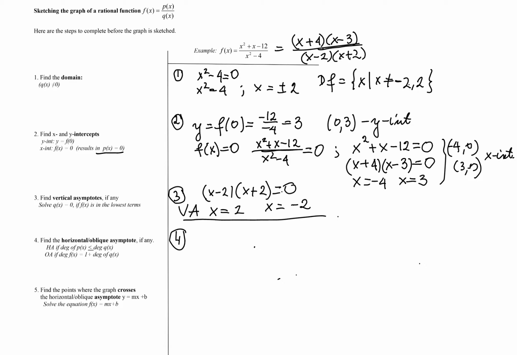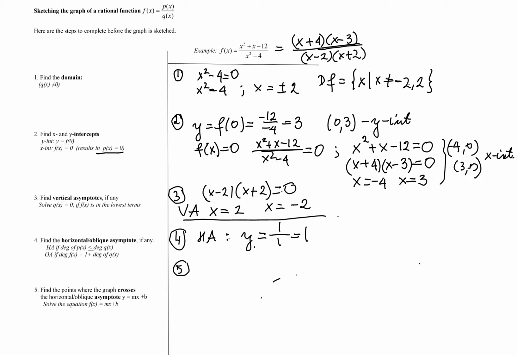Step 4 is to find the horizontal or oblique asymptote. So we are looking at the relationship between the degrees of the numerator and the denominator. Because the degree of the numerator is the same as the degree of the denominator, there is a horizontal asymptote, and that horizontal asymptote will have the equation y equals the leading coefficient of the numerator over the leading coefficient of the denominator, that is 1. So y equals 1, a horizontal line, is the horizontal asymptote.